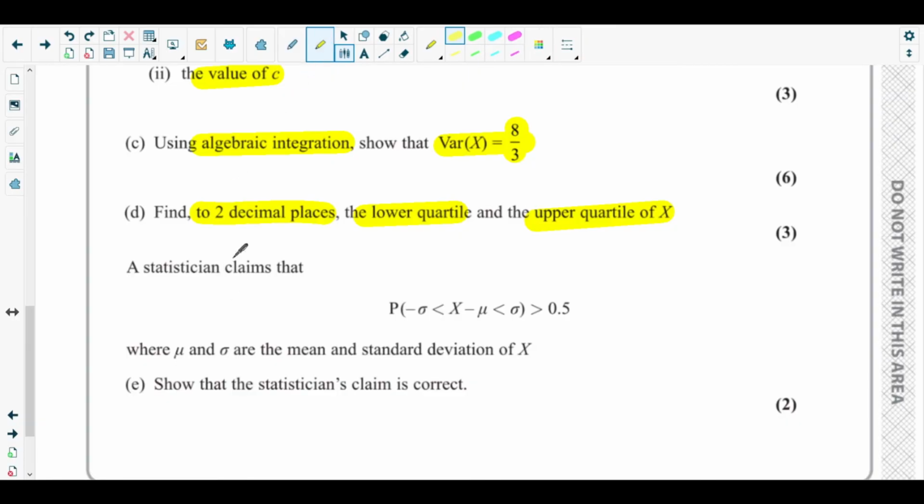In part E, the question says a statistician claims that the probability of x minus mu greater than negative sigma, the standard deviation, less than positive sigma, that is the standard deviation, is greater than 0.5, where mu and sigma are the mean and the standard deviation of x. Fine. So part E is asking to show that the statistician's claim is correct.